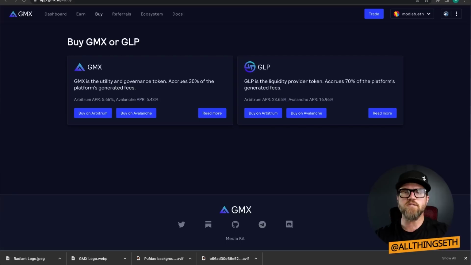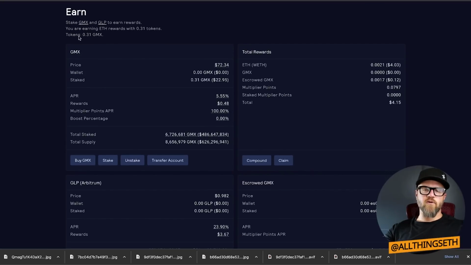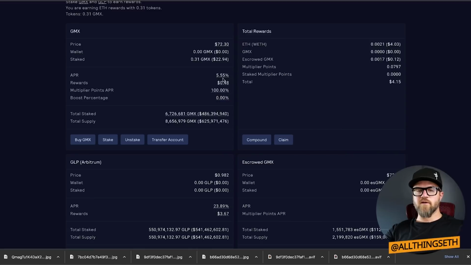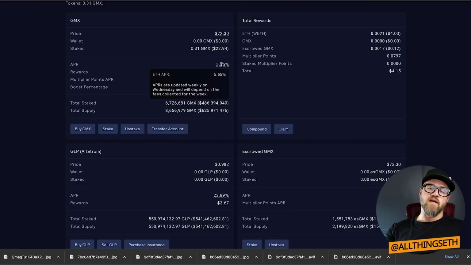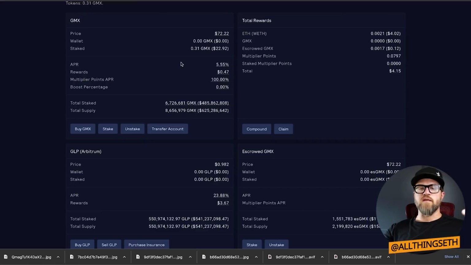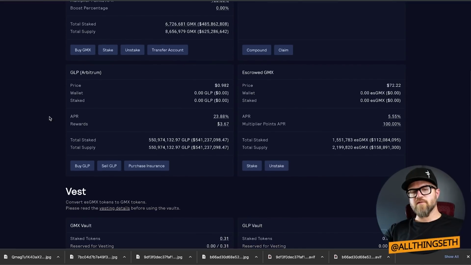So let's jump into the Earn tab. You have the GMX token here. The APR currently is 5% paid in Ethereum, and that's part of that 30% of fees from the trading volume. The fees that are generated from the platform get given to the GMX token holders. It's one of the great parts about being a GMX token holder. Down here, though, is my favorite part.